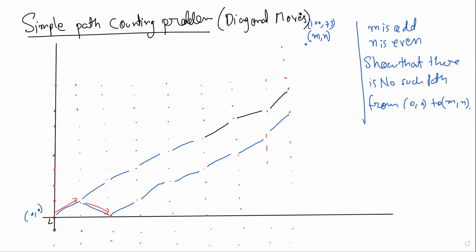That can be put in a very interesting way, okay? But I'll say that sometime later in graph theory class. But right now it's a very simple problem. You cannot reach from 0 comma 0 to 100 comma 73.